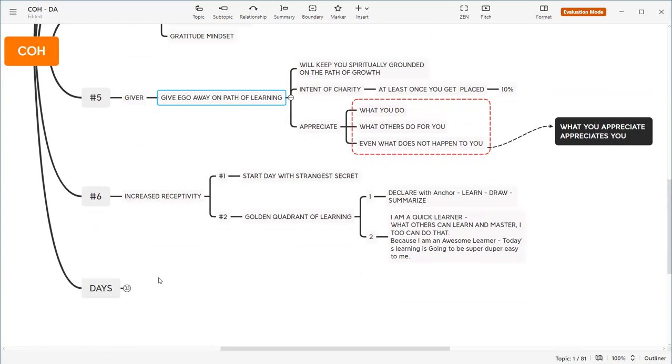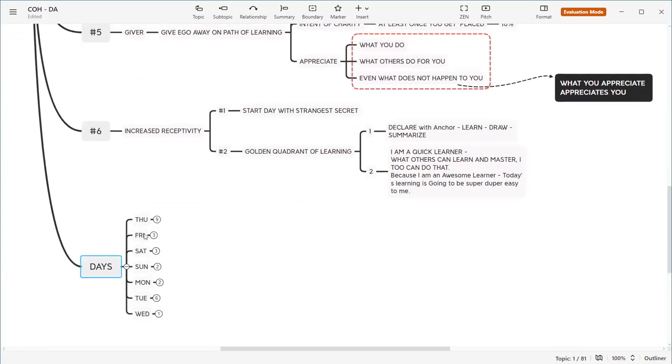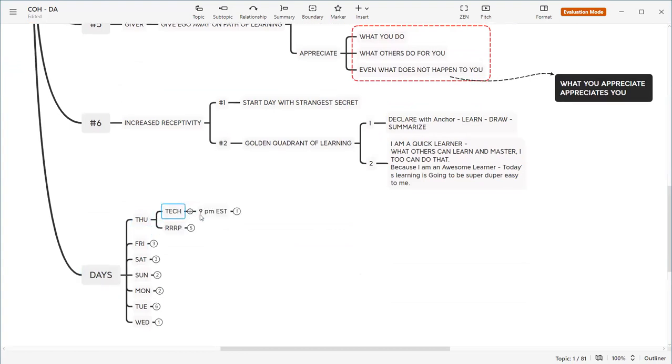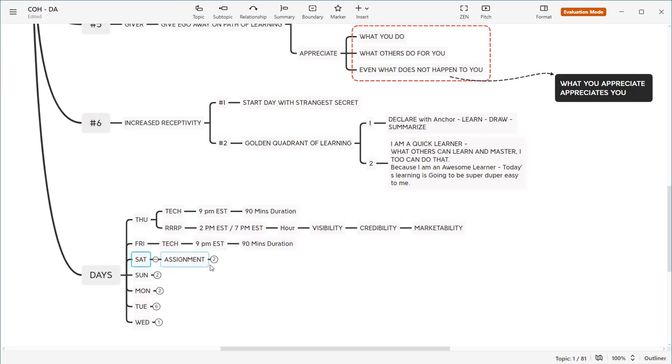This is just context setting today, and this is again the repetition: every Thursday you are going to attend the technical session at 9 p.m. It is a 90 minutes duration, 60 to 90 minutes RRP session that happens every Thursday. The whole idea of why you need to attend the RRP session is that it enhances your visibility, credibility, and marketability. Your HRs know that you are here not just for the training, but for getting placed. And Friday is going to be again a technical session, and Saturday you need to do the assignment. The assignment is going to be a summary of the 90 minutes of learning.